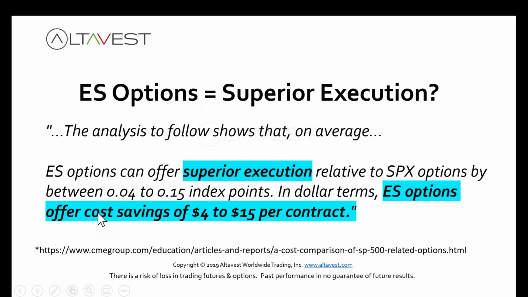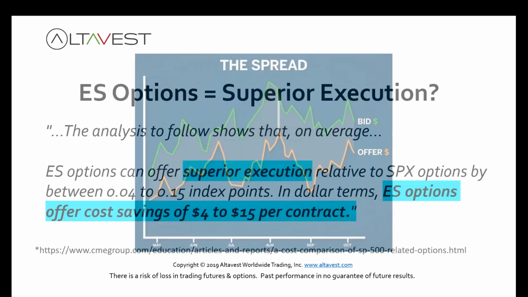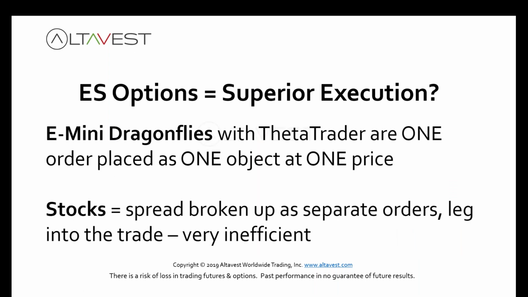Superior execution offers a cost savings of $4 to $15 per contract, and tighter bid-offer spreads. On that note, about that superior execution, if you're doing Dragonflies with Theta Trader, you can't do it anywhere else, because it's one order placed as what they call one object at one price. With stocks, you have to do it in two separate orders. You have to leg in, make up your own pricing, and pick your own strikes. It's just a nightmare. And then how do you even track it?